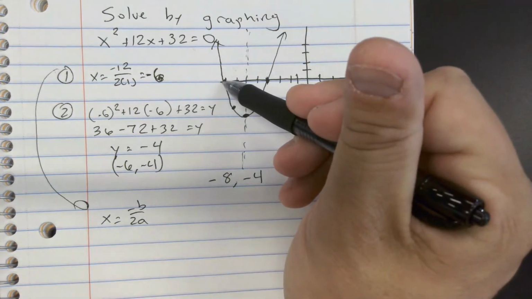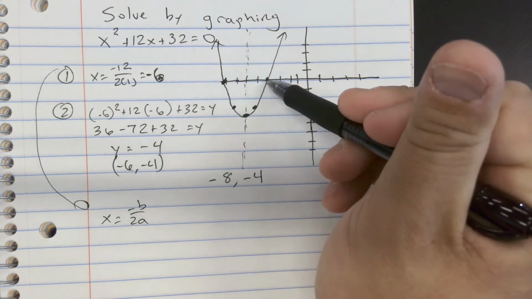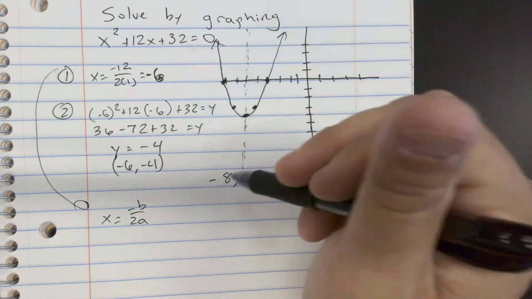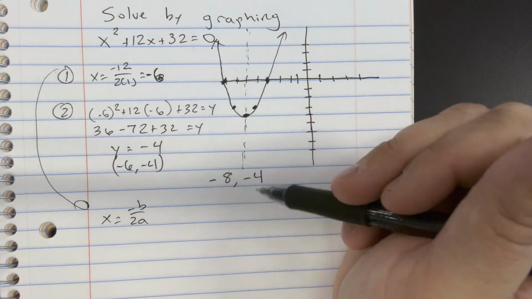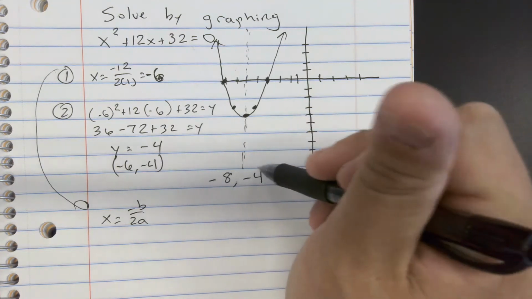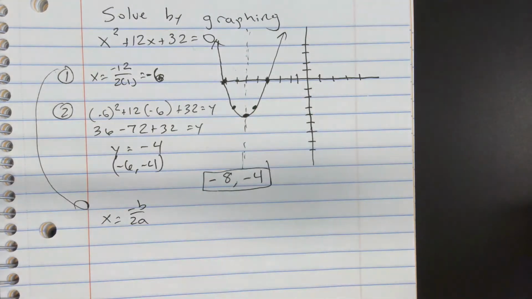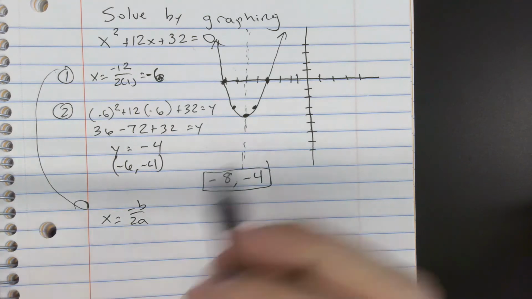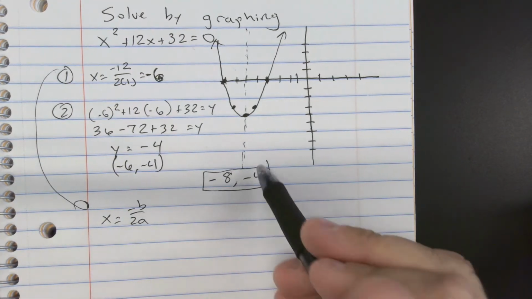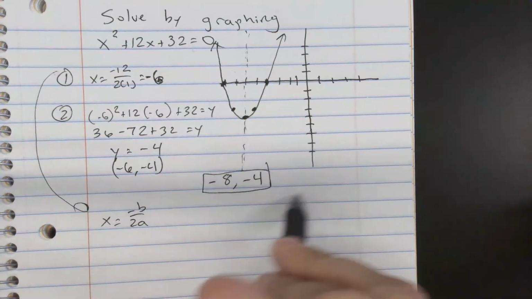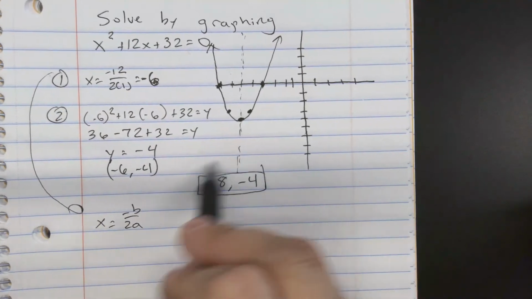Wherever it crosses the x-axis. So negative 8's where it crosses. This isn't an ordered pair. These are your two solutions. That's not an ordered pair. These are your two solutions where it crosses the x-axis.